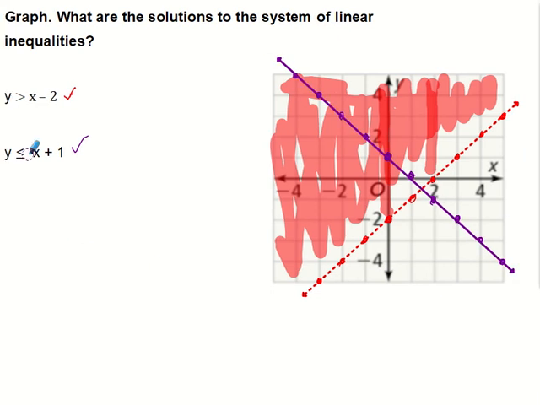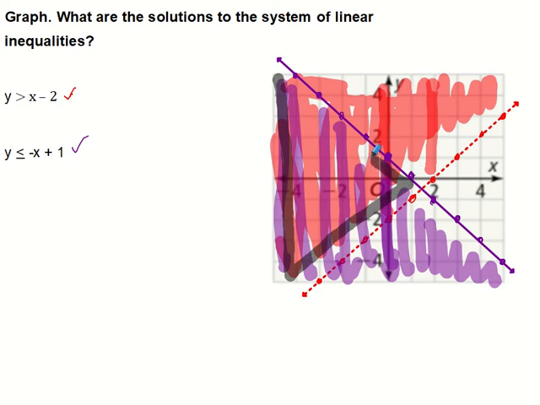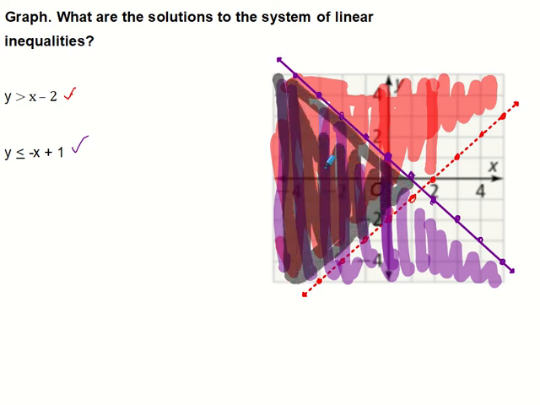And then this time I want everything to be less than or equal to. So here's 1, I want it to be less than. And here's 3, I want it to be less than. So this is then the solution to the other inequality. But what we're looking for is what makes them both true. And the only space that makes them both true is this double overlapping space.